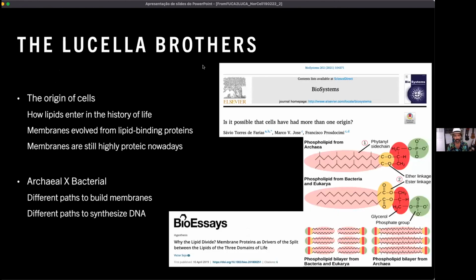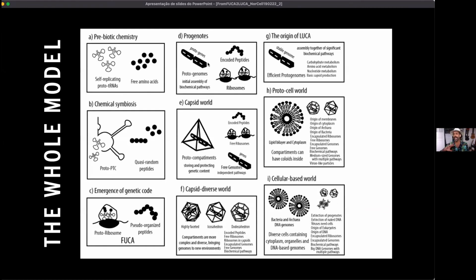Then we got to the progenotes, in which the quasi-random proteins started to bind the metabolites that were present in the prebiotic soup and to build the genomes. And then at some point we got some proteins capable of fitting together and producing the capsid. So we have the origin of viruses, and the viruses evolved a lot. After that, we have LUCA, when all this basic cellular machinery was already together, capable of working somehow. And they were finally encapsulated by lipids that were binding to proteins.